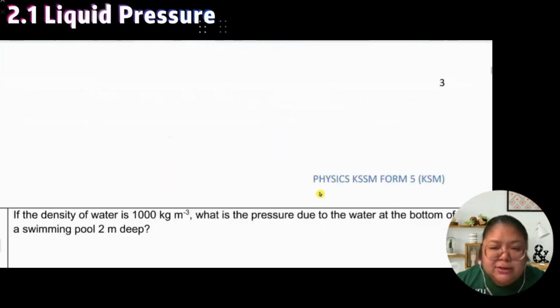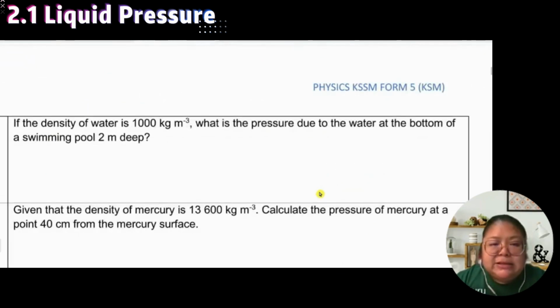Okay, now we're going to see the first question. If the density of the water, okay, you write the info.